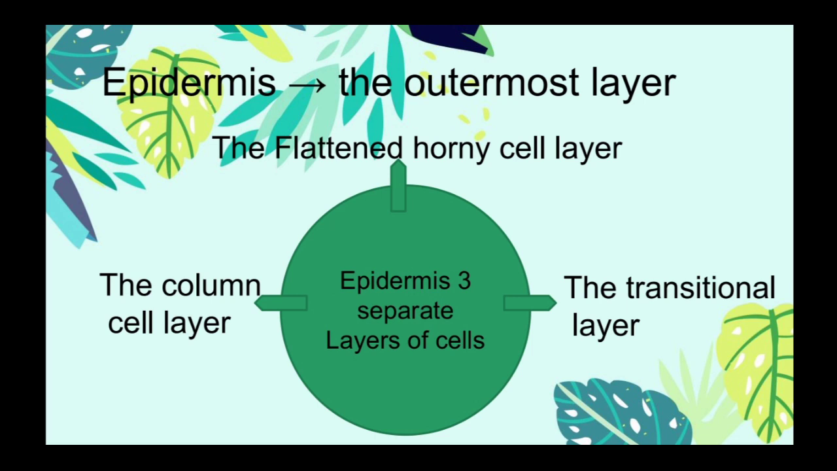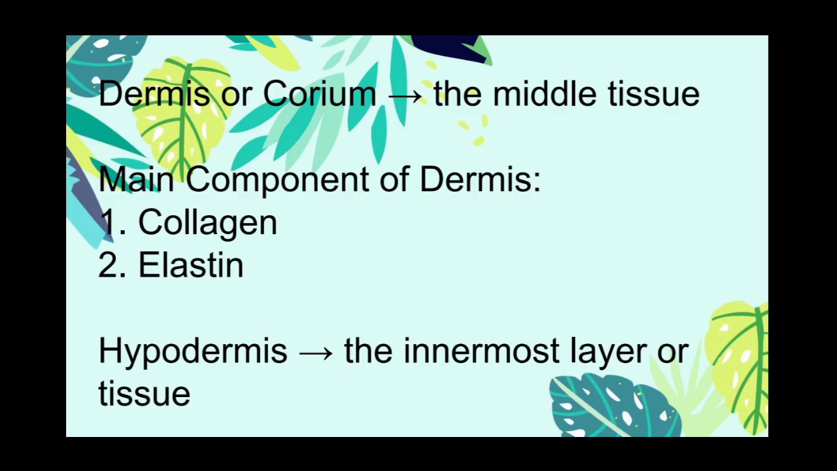It is here that the cells formed in the third, innermost layer are transformed into the hard horny type found in the outermost layer. And number three, the columnar cell layer. This is the innermost layer of the epidermis, and it is the germinative layer where the cells of the epidermis are formed. So the second tissue layer of cells is the dermis or corium.